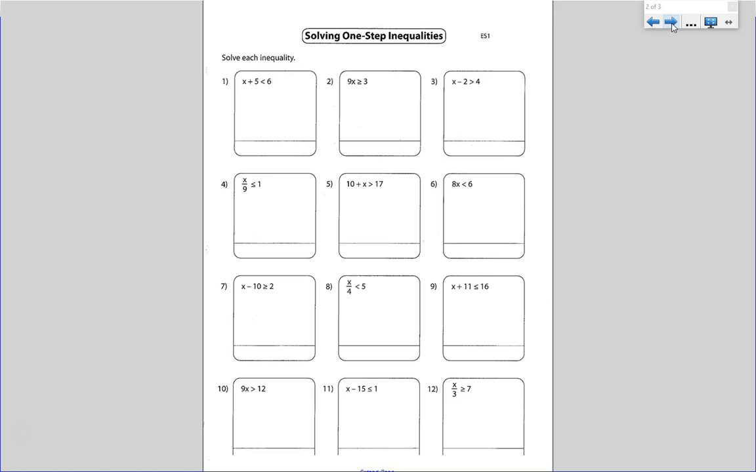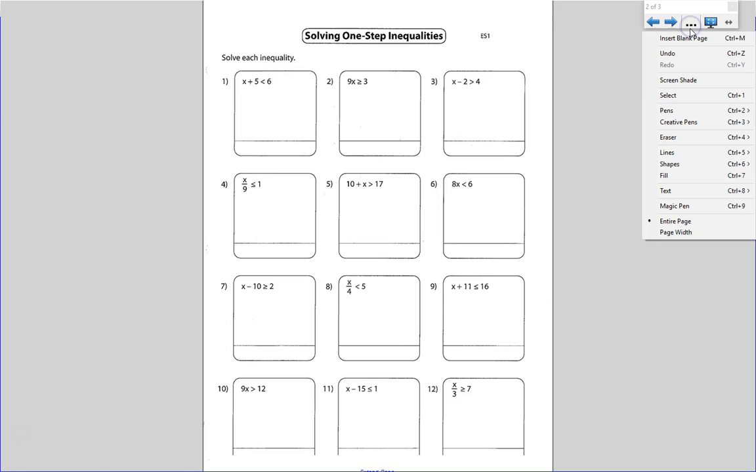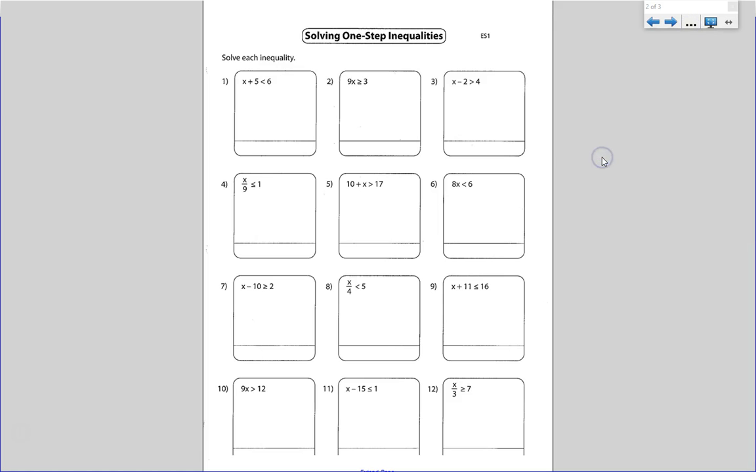So if we take a look at this one, this is actually a problem I worked just a few minutes ago, but I did it with an equal sign. The way we solve it is no different. We would take 5 away on both sides, and that leaves us with x. Now instead of writing equal, we're just going to bring down that inequality. x is less than 1. And we're going to take that a step further in just a little bit, and we're going to graph it.